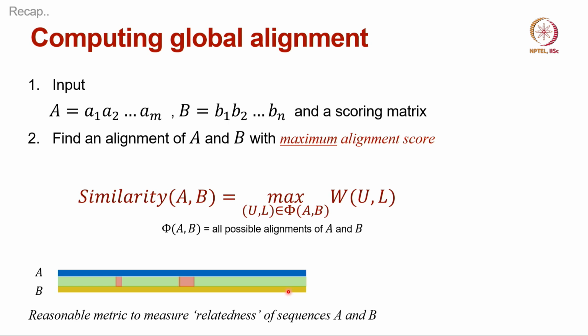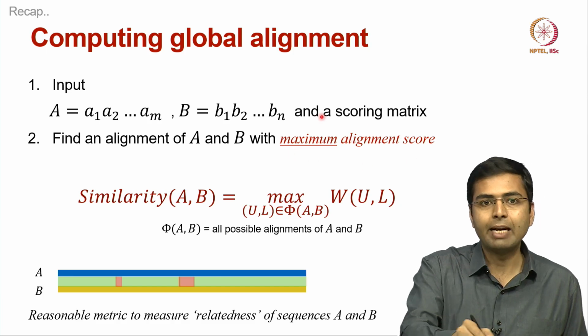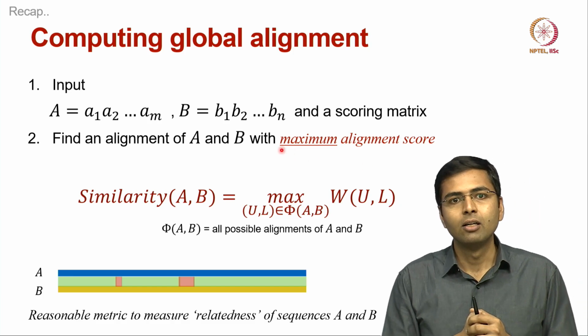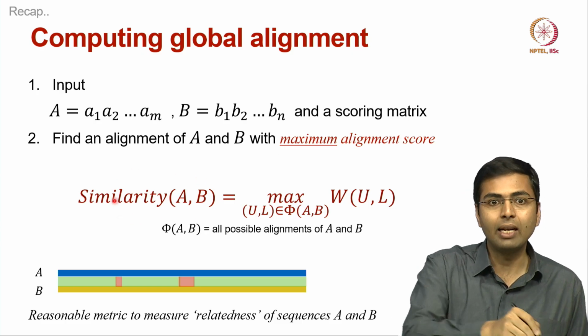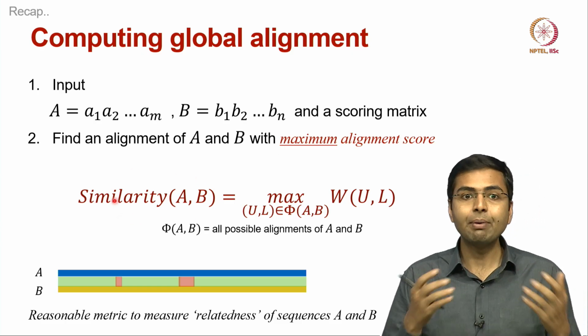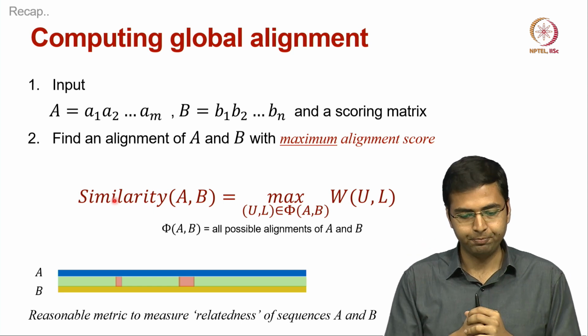Then we extended this idea to computing global alignment, and the change that we made here was that instead of minimizing edit distance, we assume that we have a scoring matrix and the formulation was defined such that we seek an alignment with maximum alignment score. That maximum alignment score we can refer to as a similarity score as well. And again, this is a reasonable metric to measure relatedness of two sequences A and B.